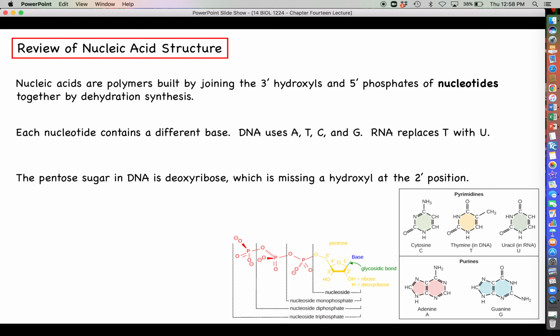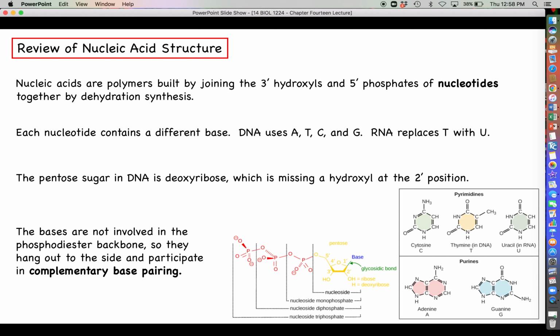We won't get too into the weeds, but the fact that DNA is lacking that hydroxyl group accounts for the fact that DNA is a much more stable molecule than RNA is. And then, of course, the bases are not involved in forming the phosphodiester backbone of the 2 strands of DNA. Instead they hang out to the side and participate in complementary base pairing, which we discussed in the previous video is mediated by hydrogen bonding between pyrimidines and purines.